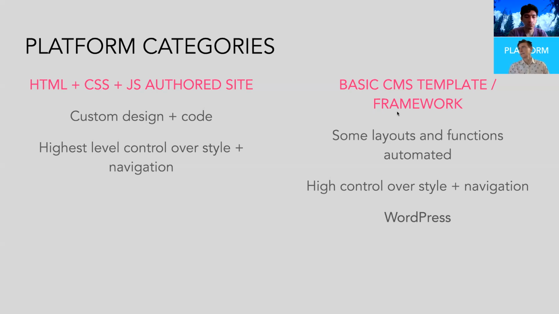Then we have the very basic CMS template, and CMS is a content management system. Essentially there's some kind of framework where you have the back end of a site, and you're able to plug images or content in on the back end. Then the CMS takes that content and populates it into a template. It's also a framework. This is something like WordPress, where you have some layouts and functions automated. So you're not having to code every single time you want to replace an image or program a gallery. You have a lot of those things automated, and you still have a high control over the style and navigation. But there is still a lot of coding that can go into that.